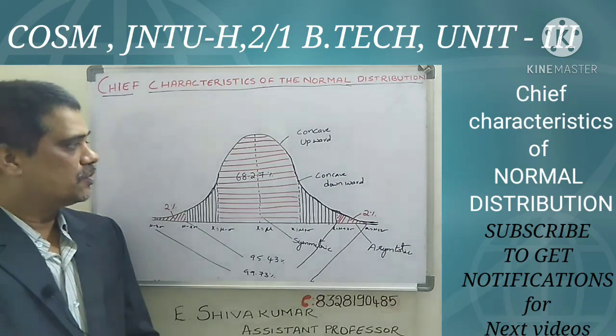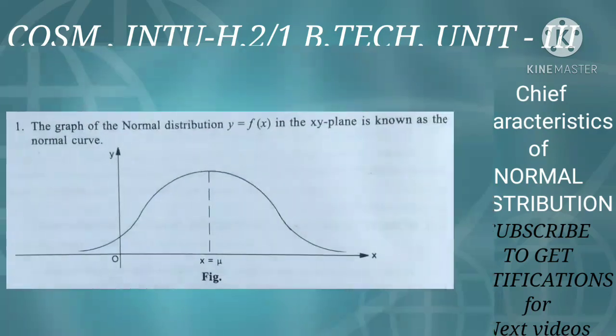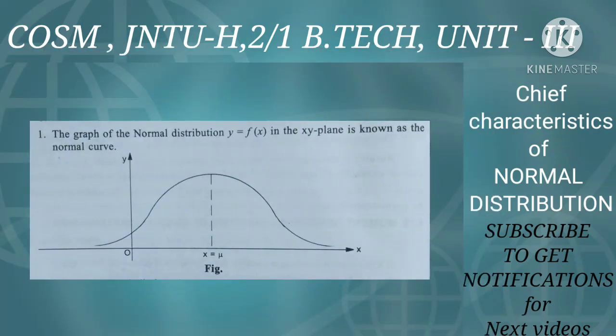Now, the first point is that the graph of the normal distribution, y equals f of x in the xy plane, is known as the normal curve. In the xy plane it is called the normal curve. That is the first point.